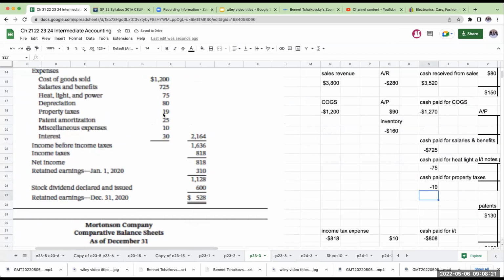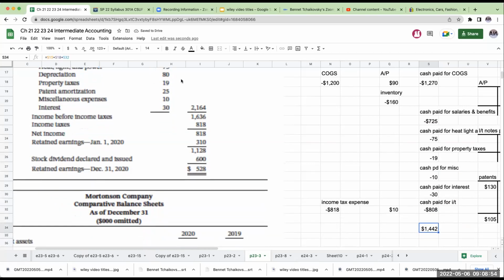Okay, so depreciation is a non-cash item, so I'm not really worried about that. Property taxes, heat, light, and power, cash salaries and benefits, miscellaneous expenses. This is going to be negative 10. Cash paid for interest, we'll see how that works out, minus 30. Okay, now let's see if we can get this to balance.